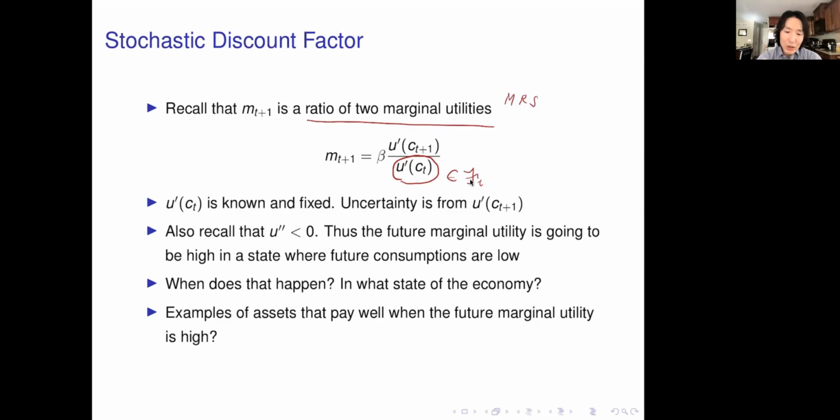자, 그러면 모든 uncertainty는 전부 다 future consumption에서 보이죠. All the uncertainty is coming from the future marginal utility because this is the random variable. This is the thing that concerns us the most.